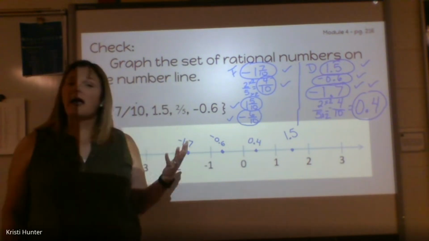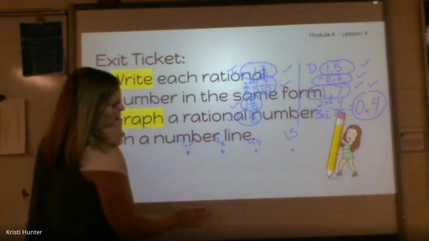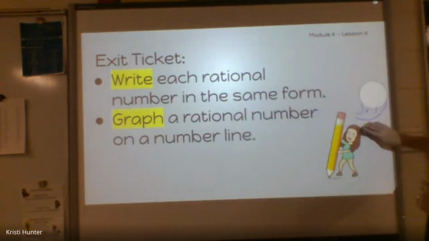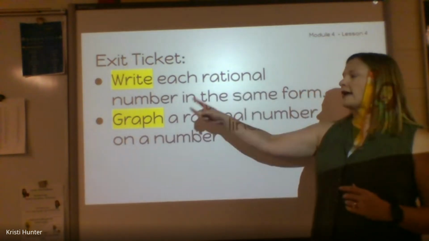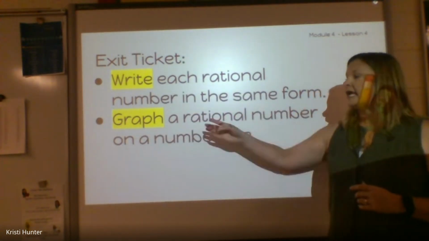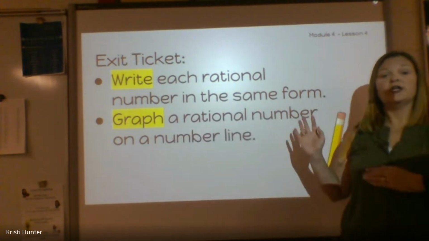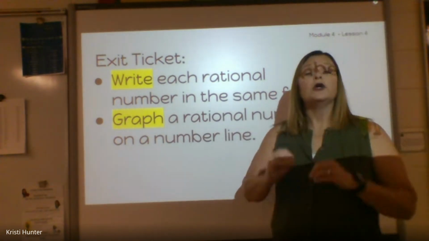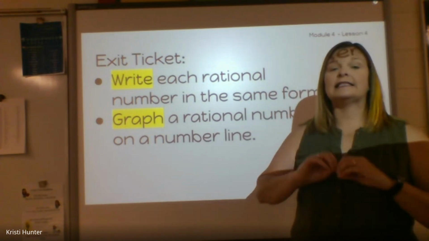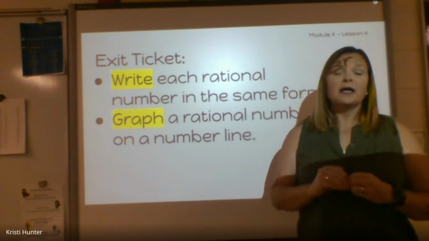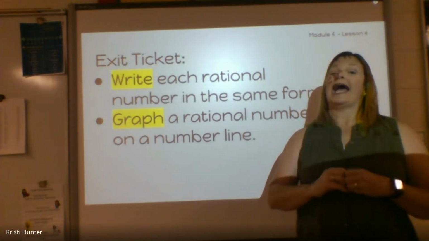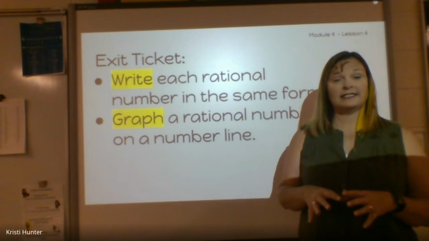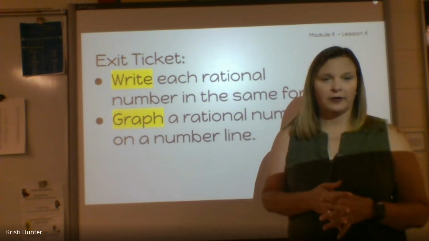All right, we're going to stop there. That was a lot today. So here's going to be the goal. Here's what we covered today. You had to write each rational number in the same form, and then you had to graph it. So I'm going to give you an exit ticket that is very similar to example 1. Your job is to work out the exit ticket to the best of your ability. I'm going to come back and look at these this afternoon and get an idea of exactly where we are on understanding this concept. And then we'll go from there tomorrow, okay?